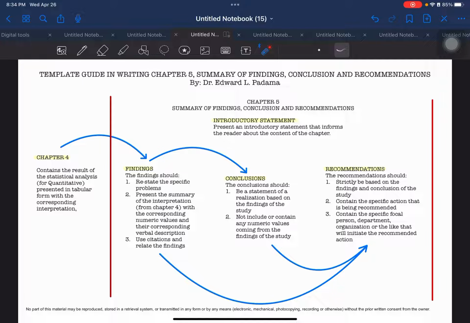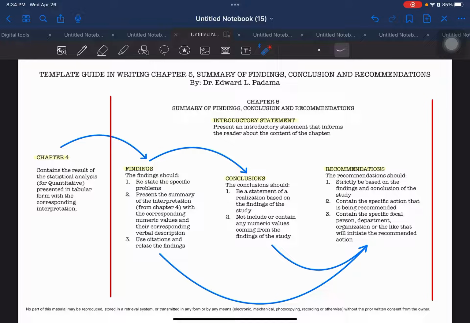Okay, so aside from that, in this video, I will also be giving you an actual example of a manuscript of a study that has already been completed, so that you will be able to compare the template guide which I will be presenting to the actual output, which is an actual research paper that has already been defended. So let us start with the following parts of chapter 5.